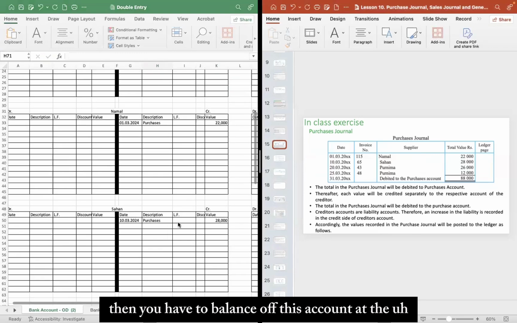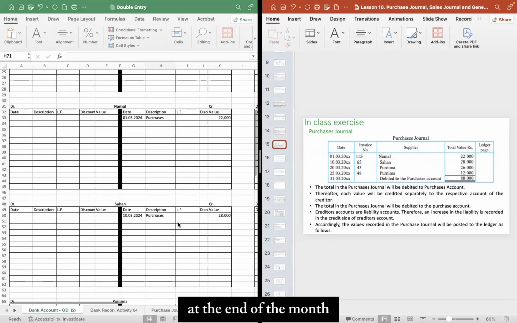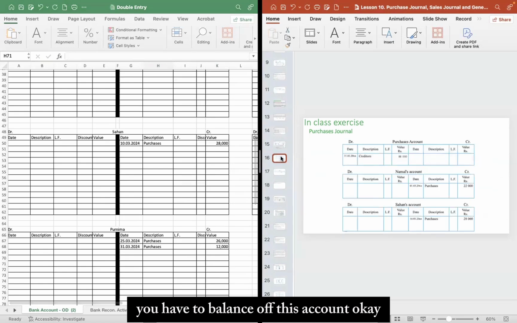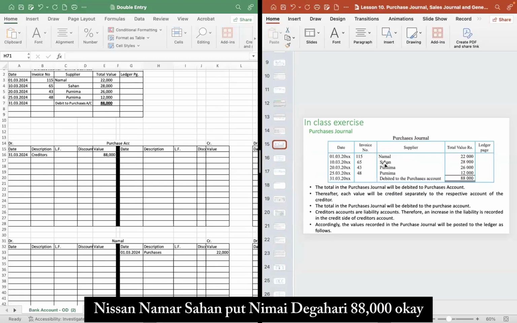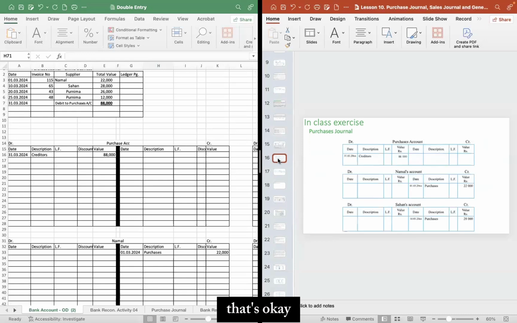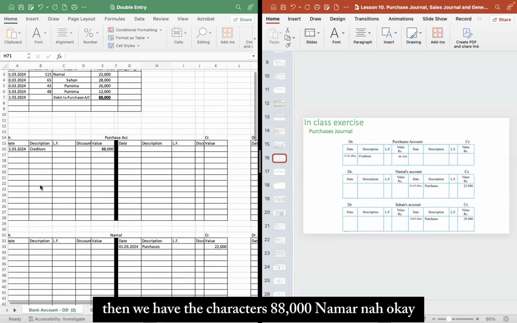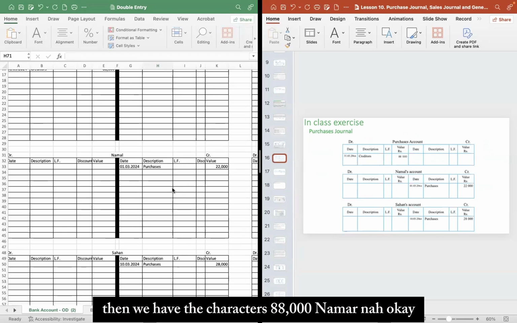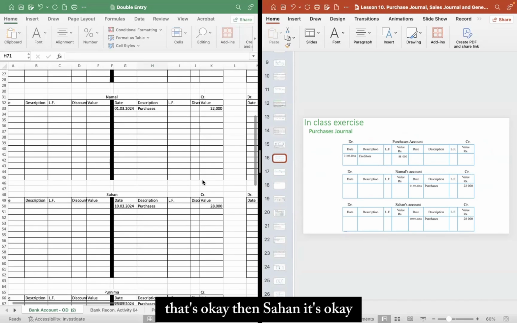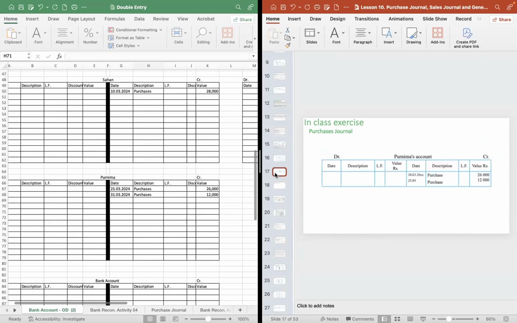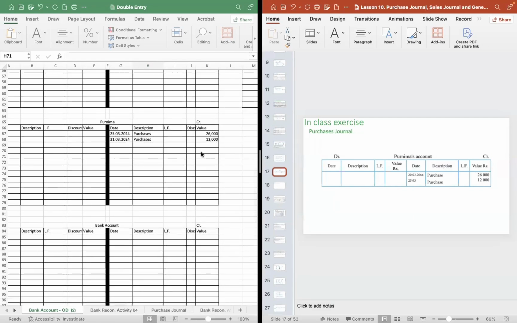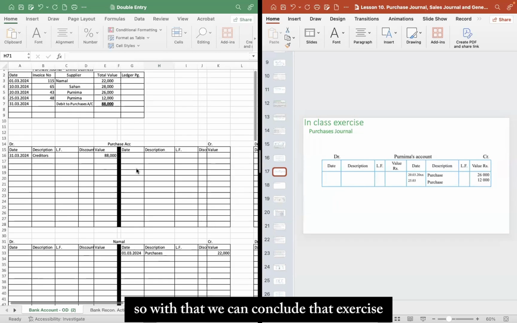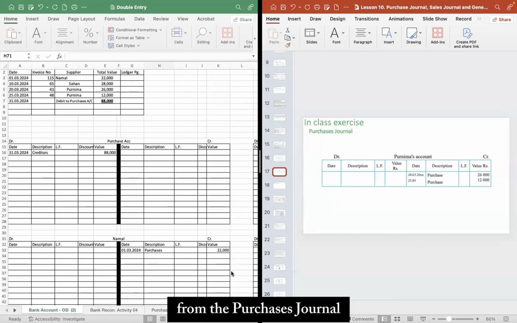Then you have to balance off these accounts at the end of the month. So if we look at here, we will recheck. This one, Namal, Sahan, Purnima, it's 88,000. That's okay. Then we have the creditors 88,000. Namal, that's okay. Then Sahan, it's okay. So with that, we can conclude the exercise from the purchases journal.